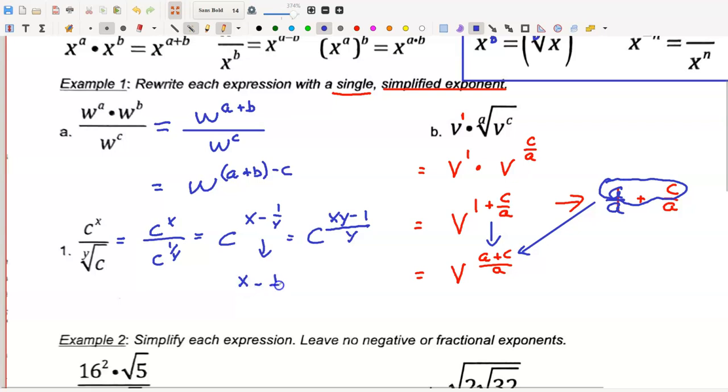Write it out. So we need a common denominator of y. So I have to multiply this one by y over y. So that's why I have xy minus 1 on top, and the common denominator y on the bottom. So it's just a little extra to write out to get this correct.